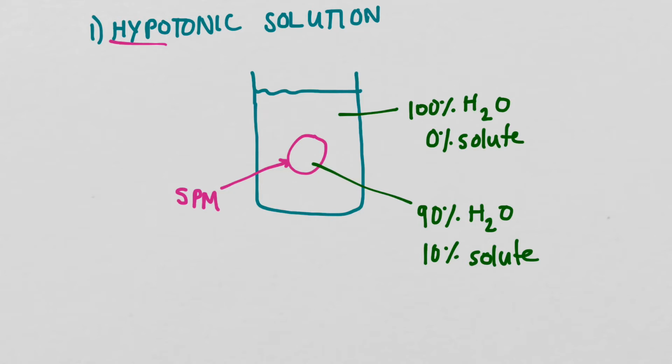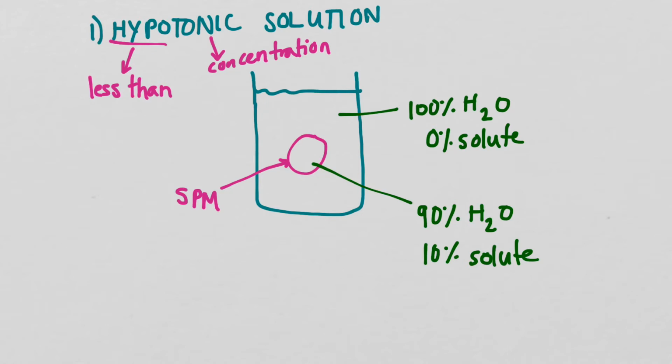So 10% solute within the cell and a 0% concentration outside of it. So hypo means less than, and tonic is going to mean concentration. And remember that this is referring to what's outside of the cell, right? And we're always talking about the solution, not the cell. That would be more complicated, right?